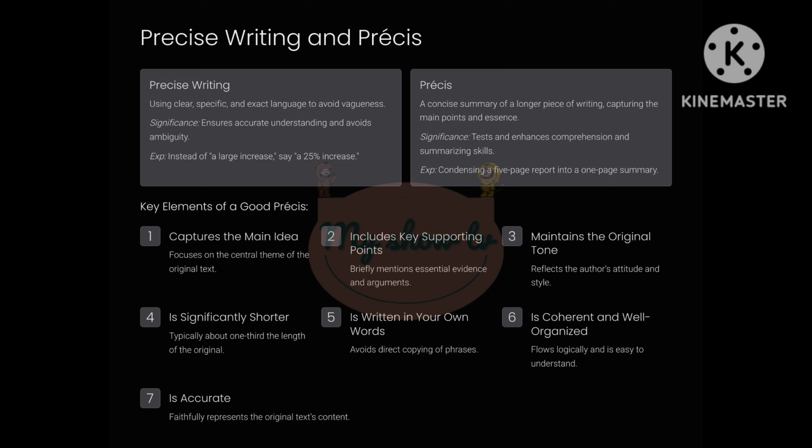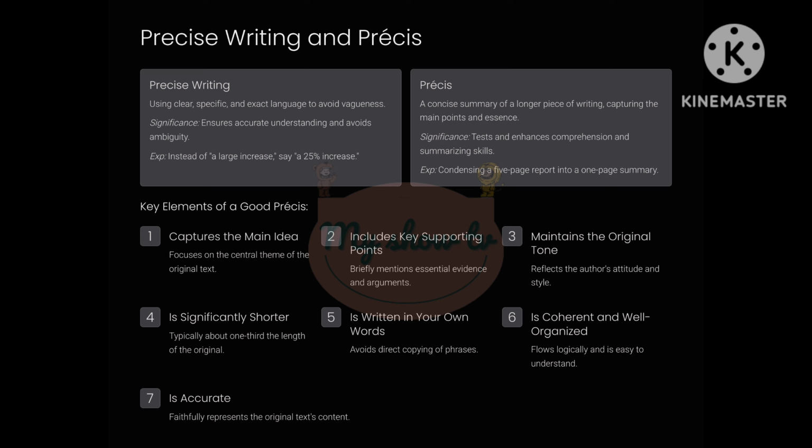2. Includes key supporting points. While being concise, a good précis will also briefly mention the essential evidence, examples, or arguments that the original author used to support their main idea. 3. Maintains the original tone. The language and style of the précis should reflect the author's attitude and the overall tone of the original piece.